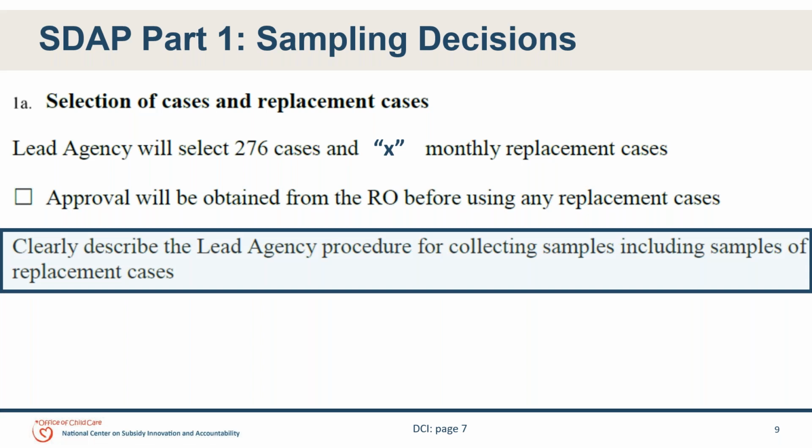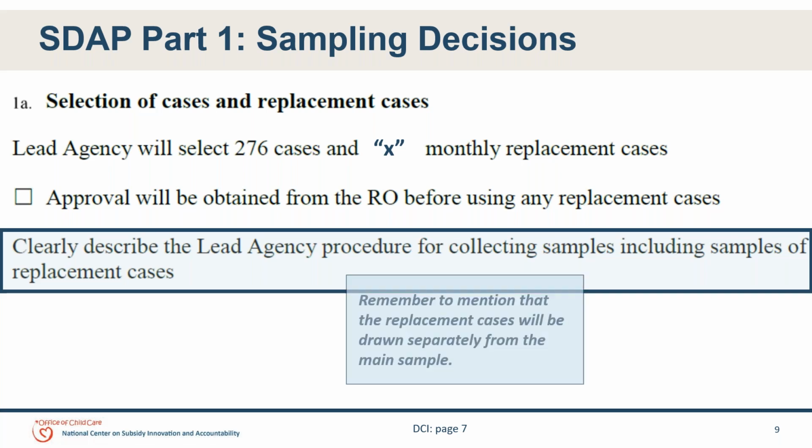And next, the last part of 1A is where you'll describe your procedures for collecting your sample. And Chapter 4 of the DCI includes more instructions on creating this response. Remember to mention that you'll be drawing the replacement cases separately from the main sample.